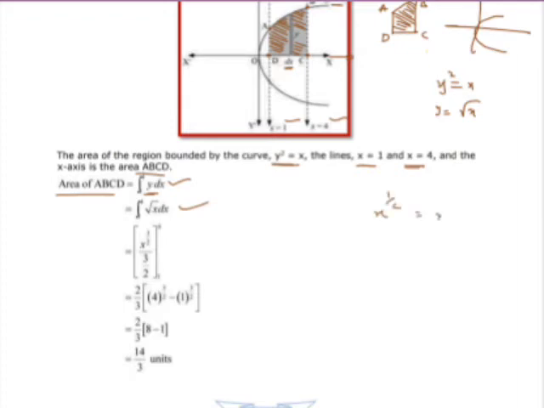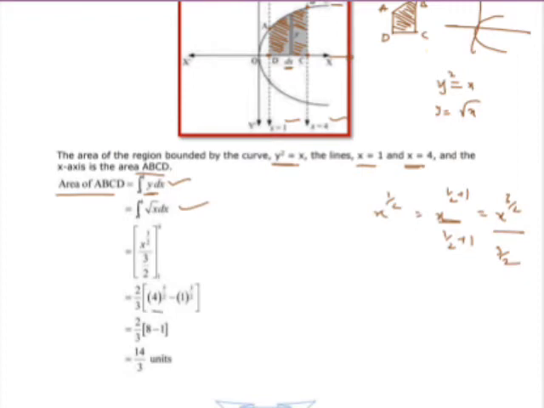After integrating, x to the power of 1 by 2 plus 1 upon 1 by 2 plus 1, right? So now this equals x to the power of 3 by 2 upon 3 by 2, with the limits 1 to 4. Now this 3 by 2 in the denominator goes to the numerator and becomes 2 by 3. So now apply the limits. Upper limit, that is 4 to the power of 3 by 2 minus 1 to the power of 3 by 2. So 2 by 3 as it is.